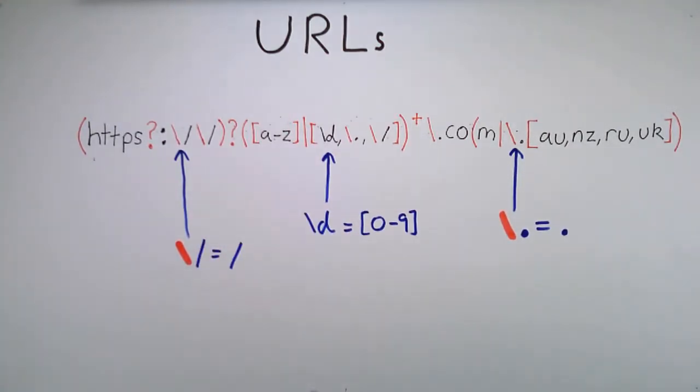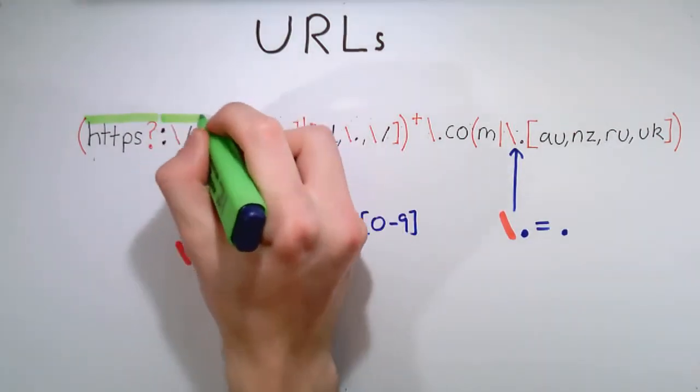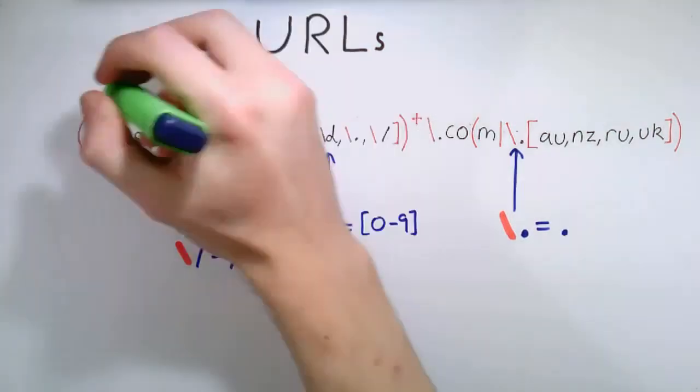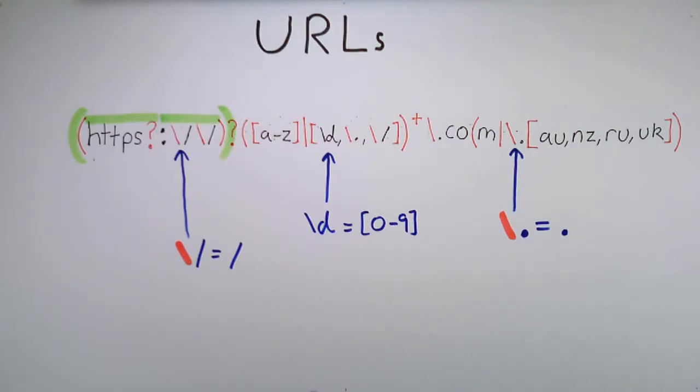So, first we have the Hypertext Transfer Protocol, HTTP, with 0 or 1 of an S, followed by ://. This is the part of the URL you see before the actual web address. This entire sequence can be left out, so it is enclosed in parentheses and followed by a question mark.